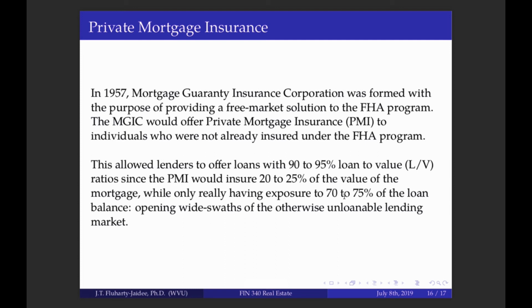Instead, they would be taking on effectively only 70 to 75% exposure to the loan, provided the individual had private mortgage insurance, because MGIC would provide 20 to 25% of the mortgage balance in insurance. So they would insure the bank against loss of 20 to 25% of the money that they provided. This is a pretty good deal. And it led to a large growth of the non-FHA loaning industry. So this is a private solution, or free market solution as you might call it, to the government FHA program, which is not a free market solution. And today it has taken over predominantly the greater market.